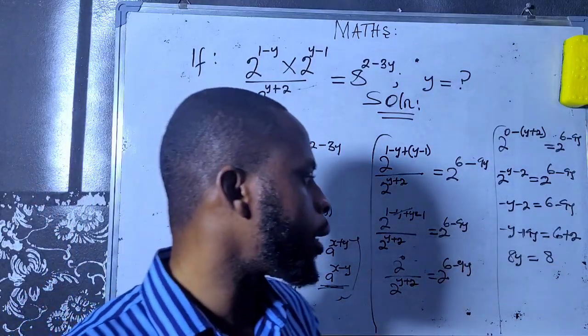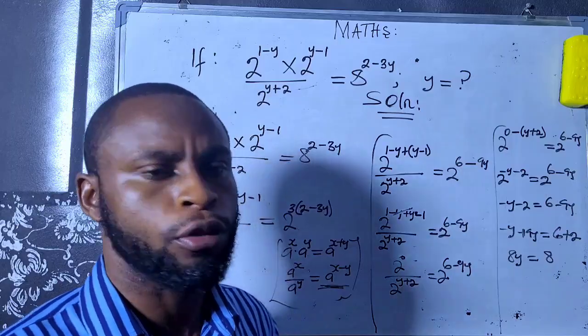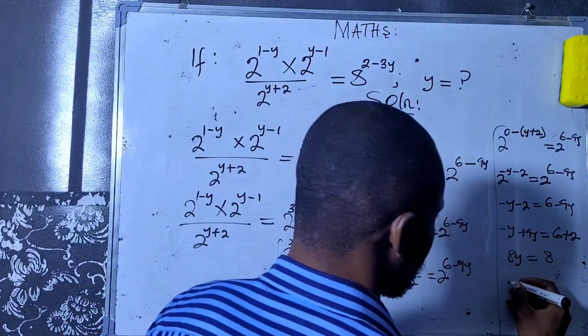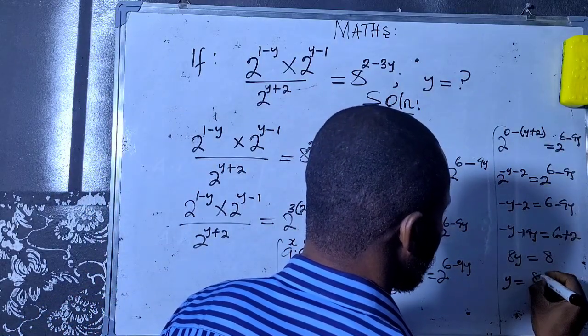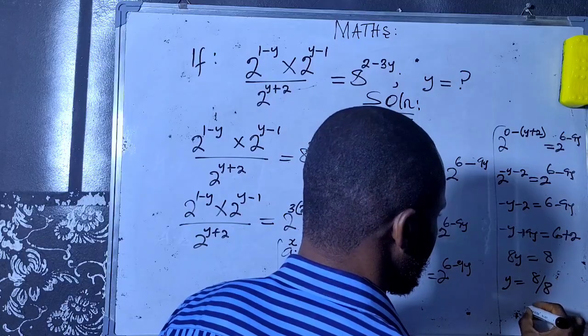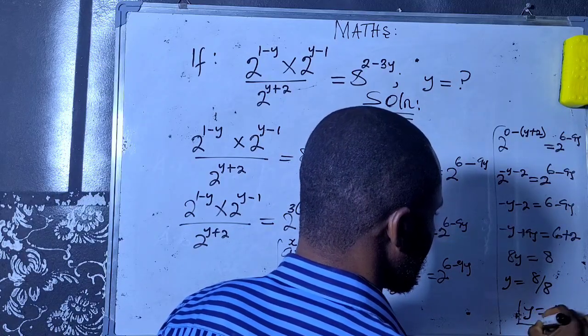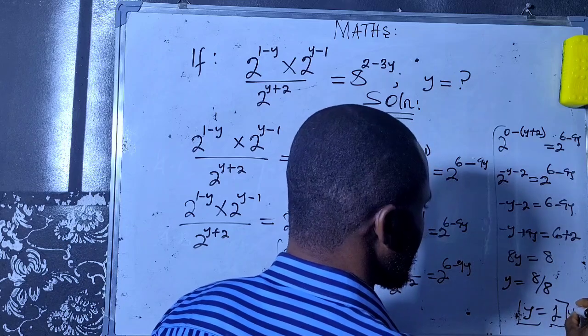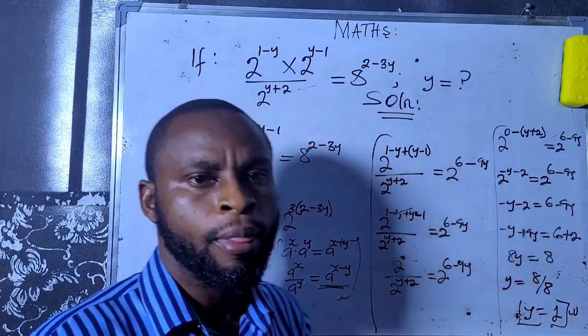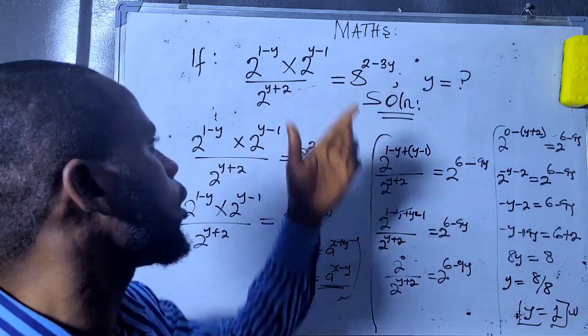Then to get the value of y, we are going to divide both sides of the equation by 8. If you do that, you're going to have y equals 8 divided by 8. Therefore, y equals 1. And this is the value of y that will satisfy this given equation on the board.